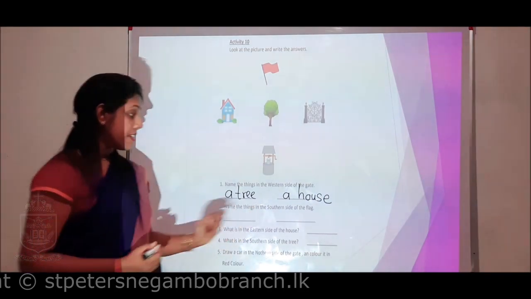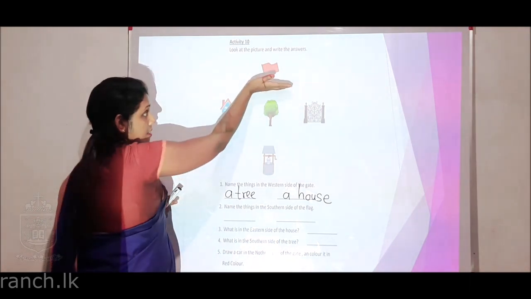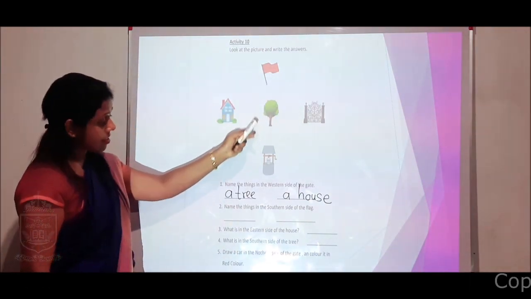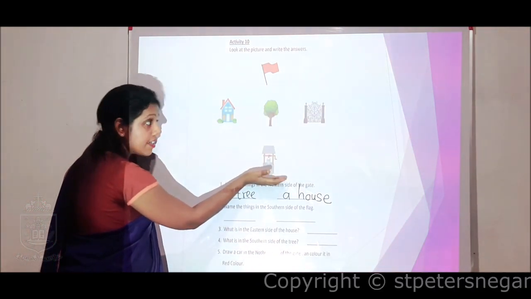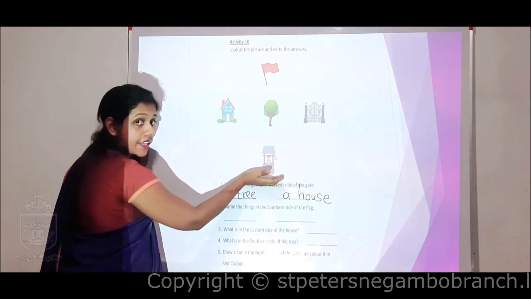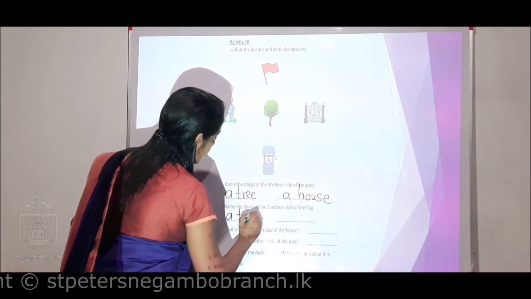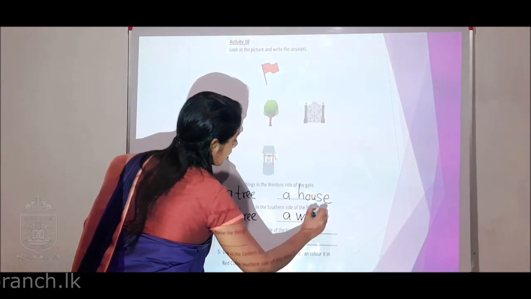Name the things in the southern side of the flag. So this is the flag. You have to name two things in the southern side of the flag. So what are the two things that we can see here? A tree and a well. A tree and a well. Third question.